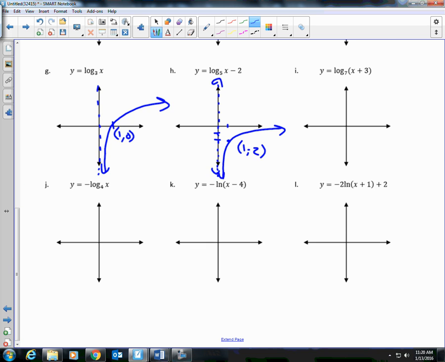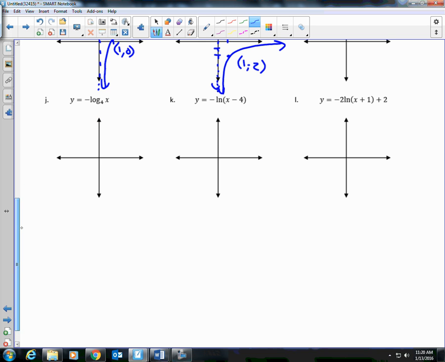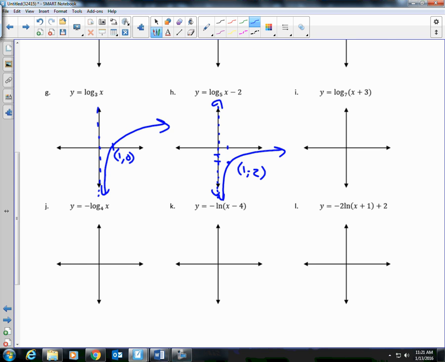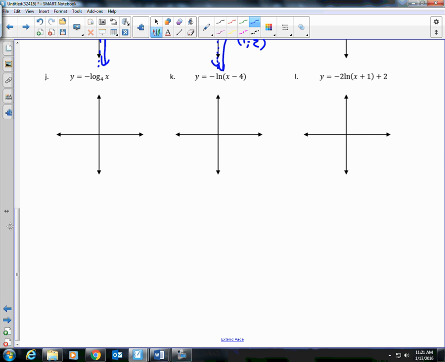And let's look at L. How is L different? It has 3 transformations and natural log. Natural log is the same as log base e. So the parent function for natural log is the same as this one right here. Okay? So I'll draw the parent function. It goes through 1, 0, and just like that.